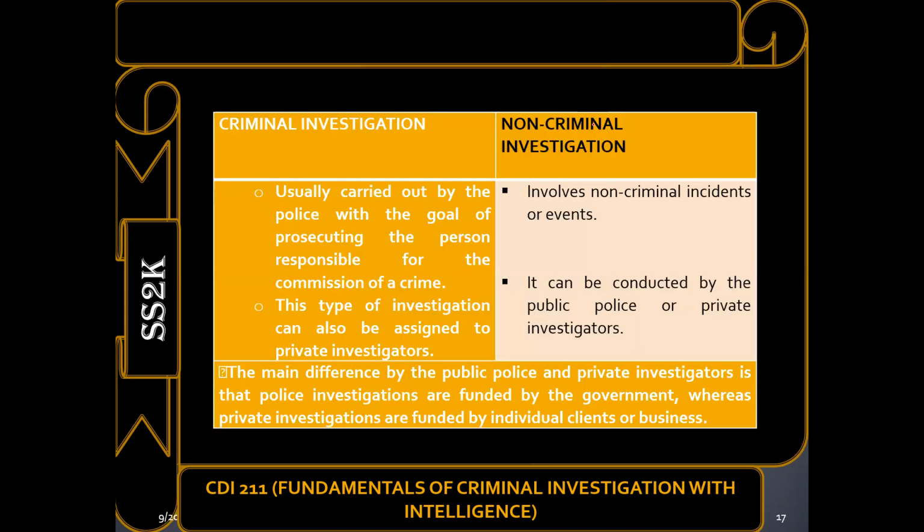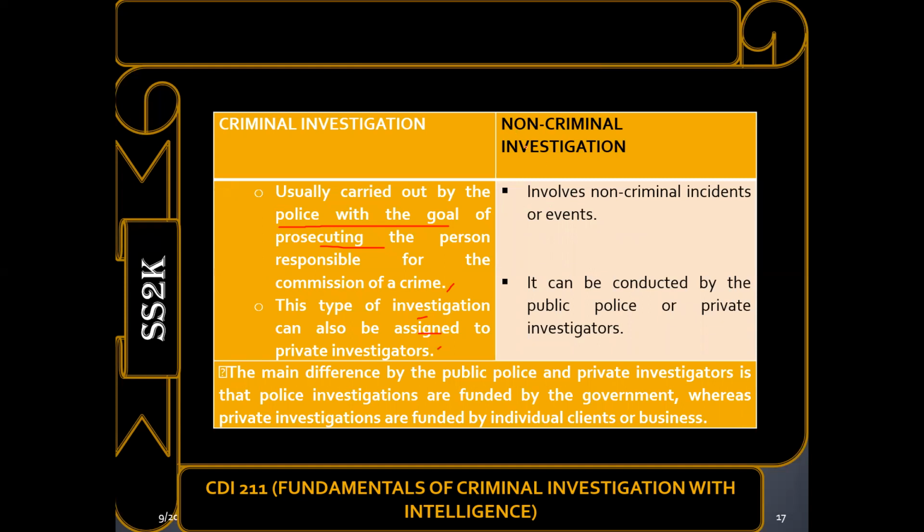So we have to discuss first the difference of criminal investigation and non-criminal investigation. No? So criminal investigation is usually carried out by police or law enforcement agencies with the goal of prosecuting a person responsible for a crime. Okay? This type is usually assigned to, it can also be assigned to private investigators. However, it is usually assigned to public investigators, no, sa mga law enforcement agencies.